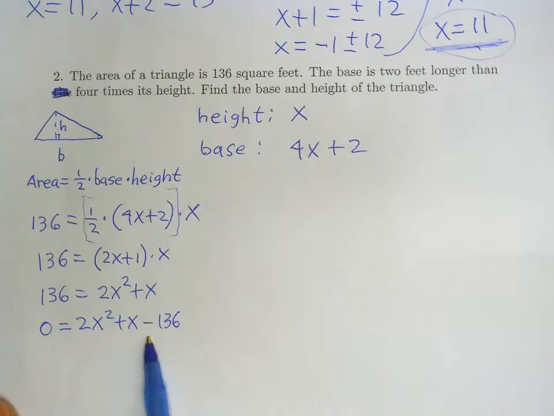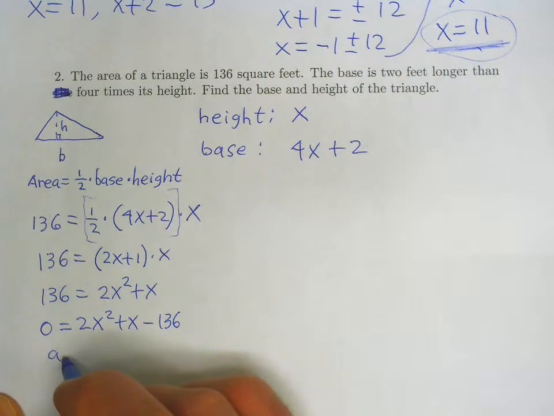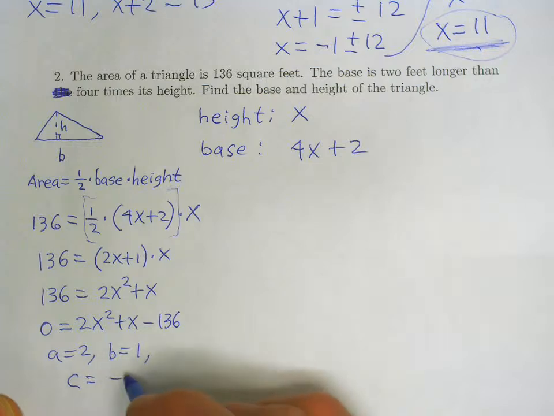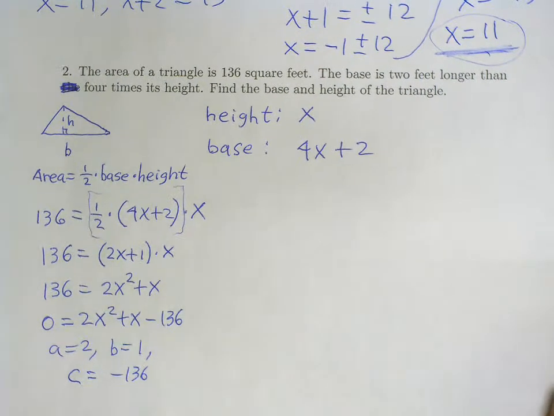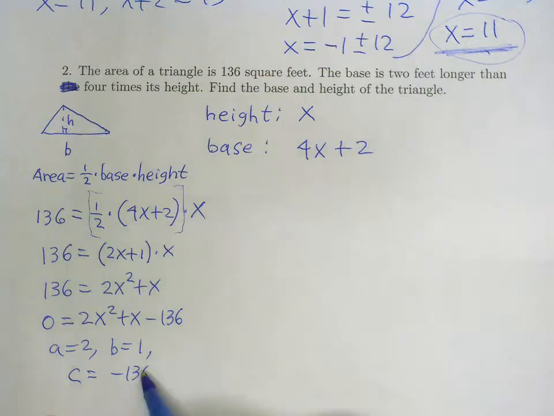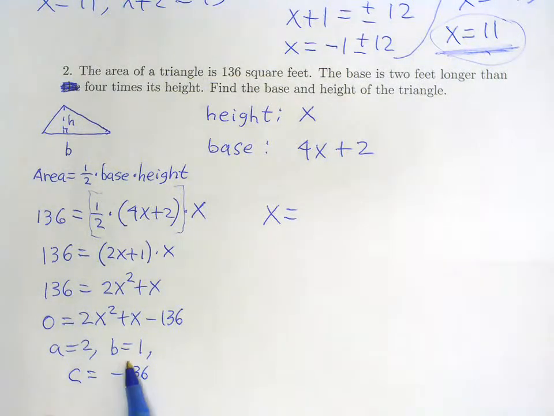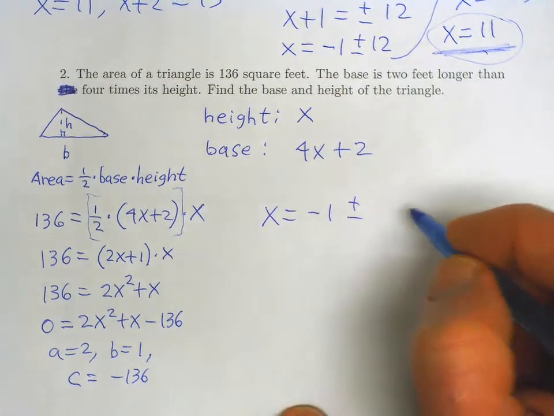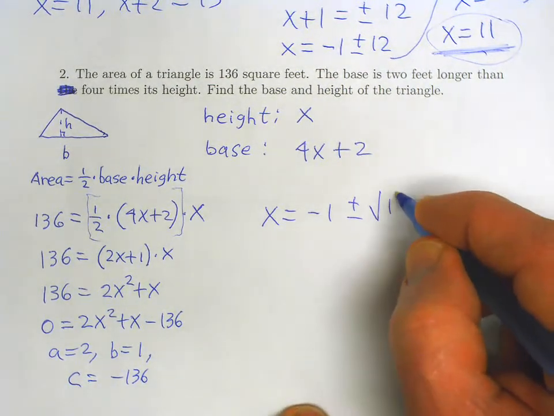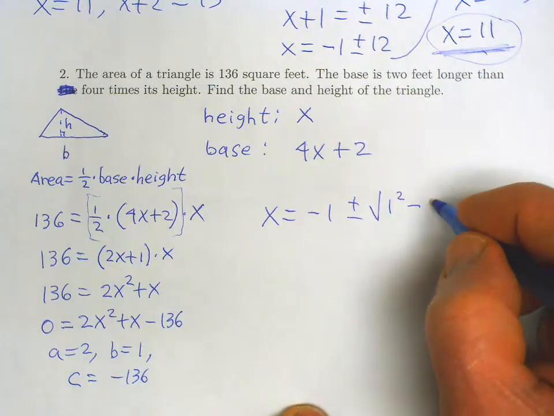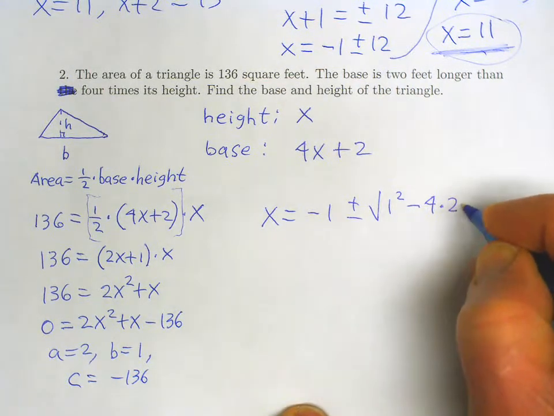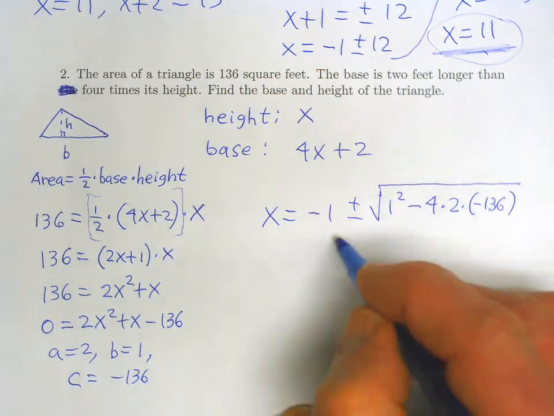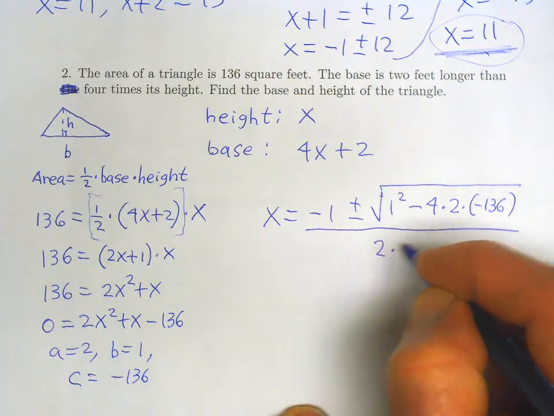Okay, this is in standard form, so a is 2, b is 1, and c is negative 136. Okay, so we write x equals negative b, which is negative 1 this time, plus and minus the square root of 1 squared minus 4 times 2 times negative 136, all divided by 2 times 2.